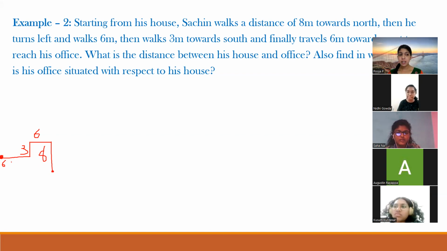So the second part, that is the direction, is pretty easy if you're still confused. This is his house. So mark north, south, east, west. So this is his house. His office is in the west direction. This is the final direction. Now you have to find out the distance between these two places.